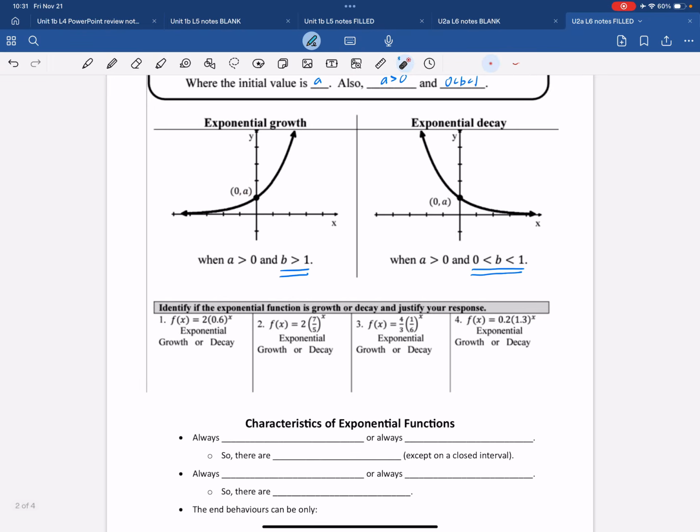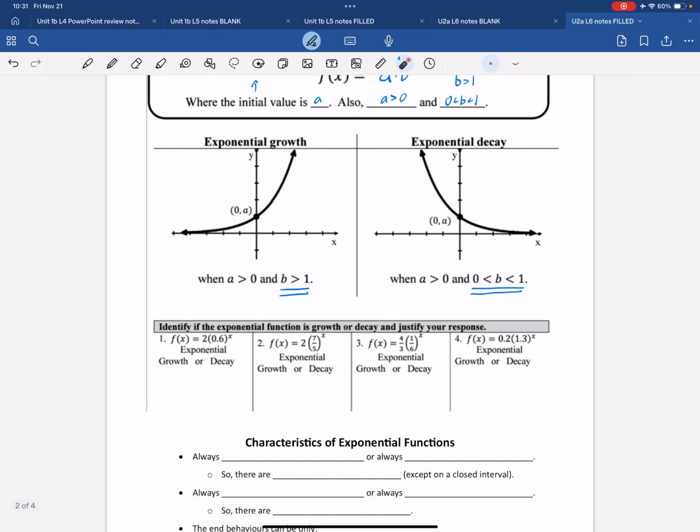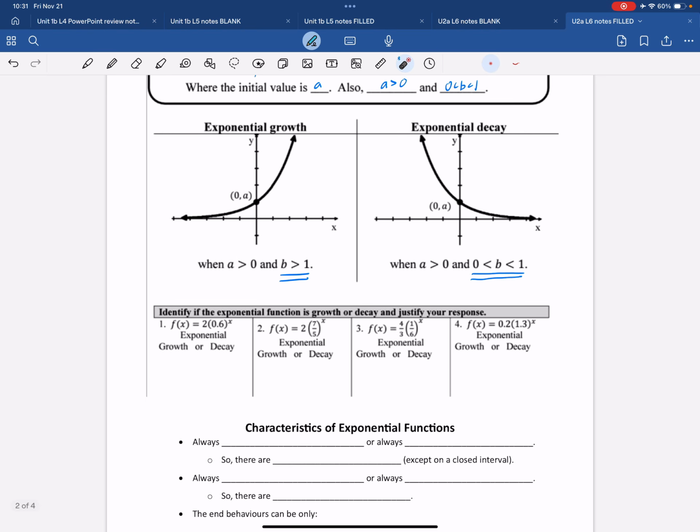So if we look at these first couple, we just want to look at: is this growth or decay? In all these, we can really just check the base. So this one will be decay, again, 0.6 is less than 1. In number 2, we've got growth because 7 over 5 is bigger than 1. This is decay. This is growth. Okay?